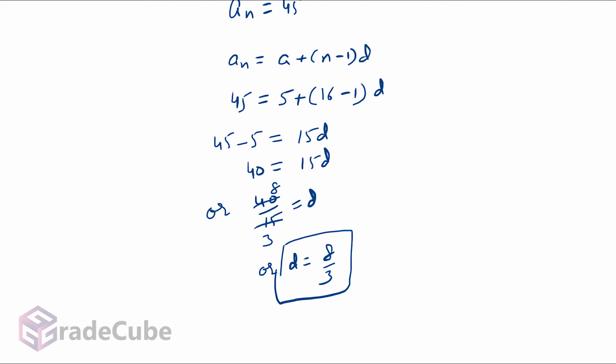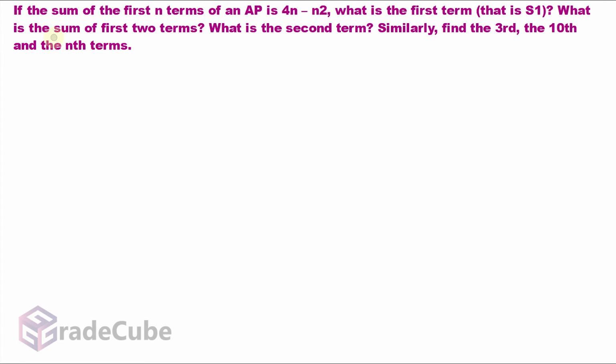Now let's move to the next question. Next sum is, if the sum of first n terms of an AP is 4n minus n square, what is the first term, which is S1? We have to calculate S1. What is the sum of first two terms, means S2? What is the second term, means a2? Similarly, find the third and 10th terms and nth terms.